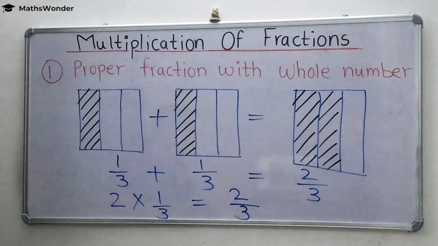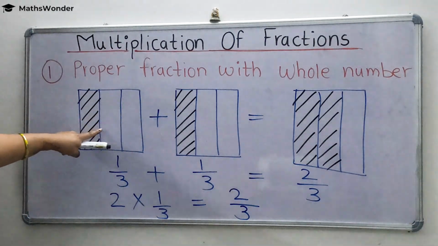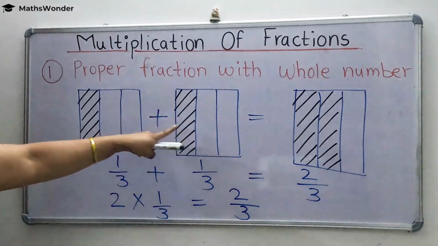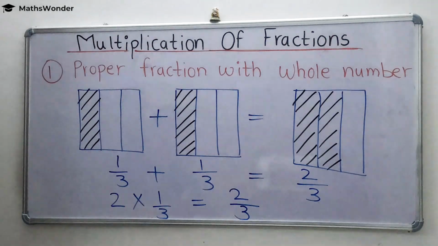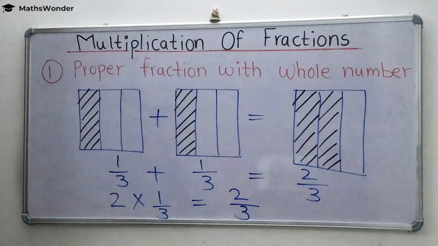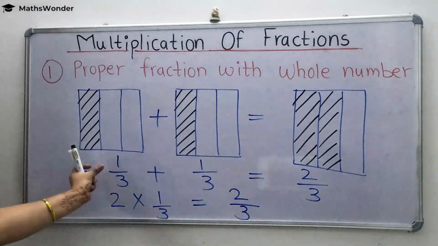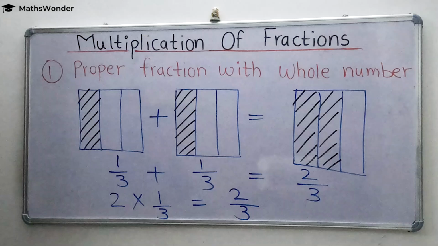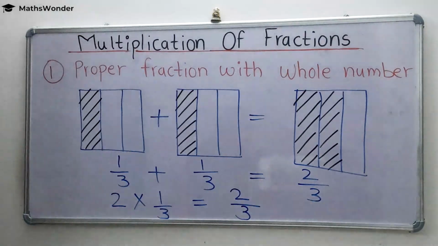So the shaded strips represent 1/3 area of each rectangle, right? Both are rectangles, right? So the two shaded strips taken together represent 2 times 1/3. So 2 times 1/3 means 1/3 added with 1/3, you will get 2/3. So you can represent this also by a picture.